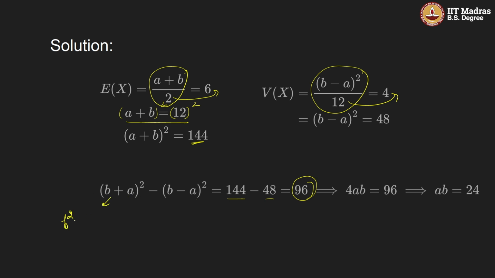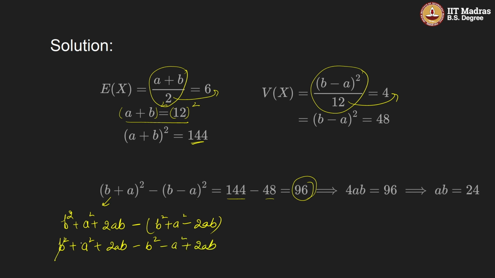Now if we open this, we get b square plus a square plus 2ab, minus b square plus a square minus 2ab, right? Now when we open the bracket, we get b square plus a square plus 2ab minus b square minus a square plus 2ab. So this will get cancelled, and we will be left with 4ab. So 4ab equals 96, so ab equals 96 divided by 4, which is 24.